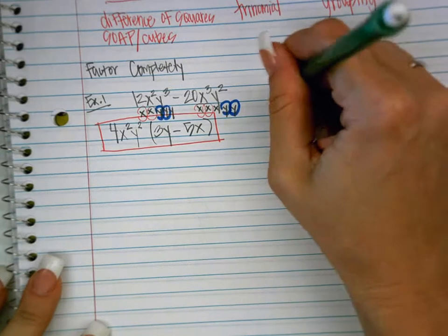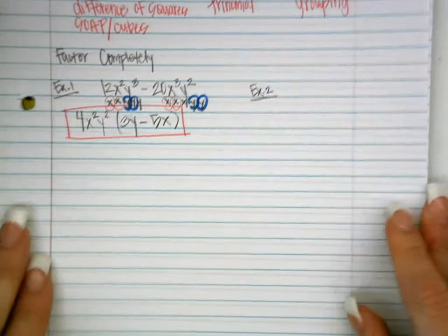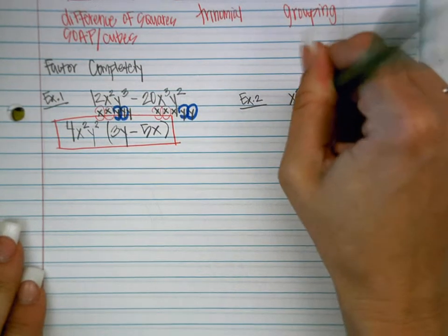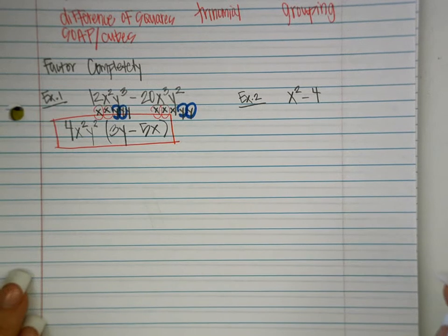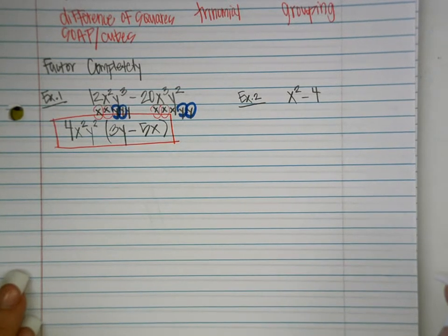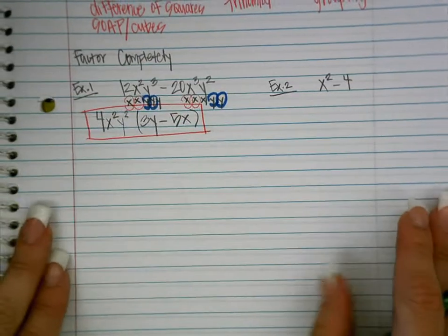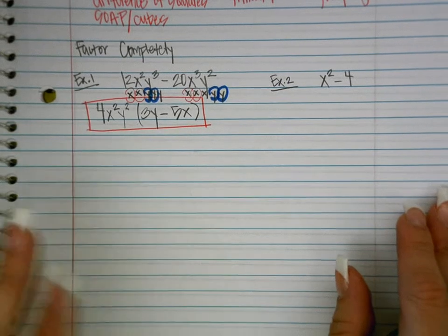Number 2. If I want you to factor x squared minus 4. Factor x squared minus 4. First thing you want to look for is GCF. Is there anything that both of these have in common? No, there's nothing that they both have.